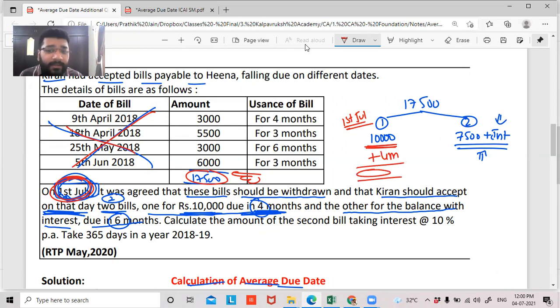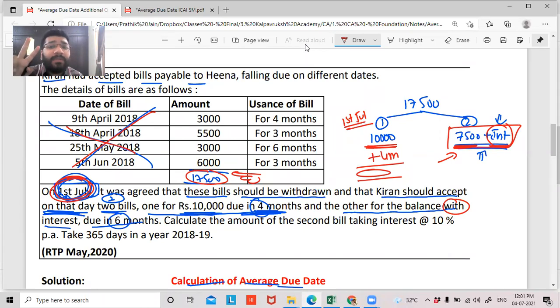So on this due date, this 10,000 is paid. And for the balance, Kana, what is the balance? Can I say from the 17,500 bill, 10,000 is paid in the first bill. So can I say balance is 7,500? Yes, sir. And the other bill for the balance along with interest. So 7,500 plus interest. For this amount, there is a second bill. So now what is the question asking? The question is asking, what will be the amount of the second bill? When the second bill is accepted, what will be the amount? That will be 7,500 plus interest. So that is what we are trying to calculate. We are trying to calculate interest. Why are we trying to calculate interest?